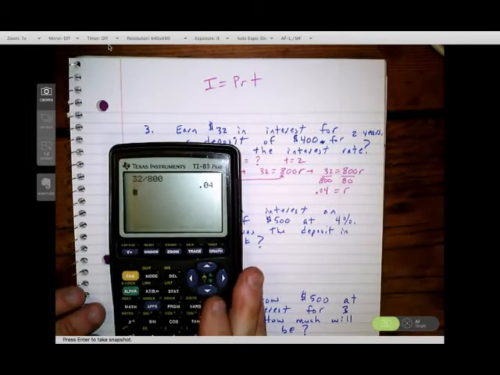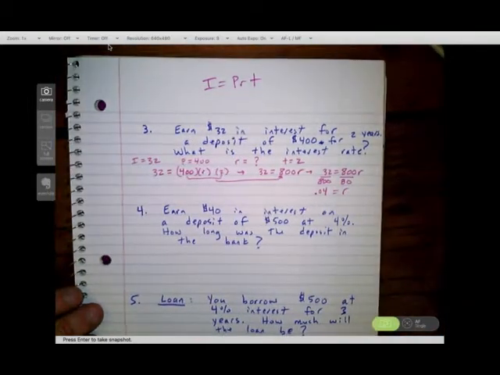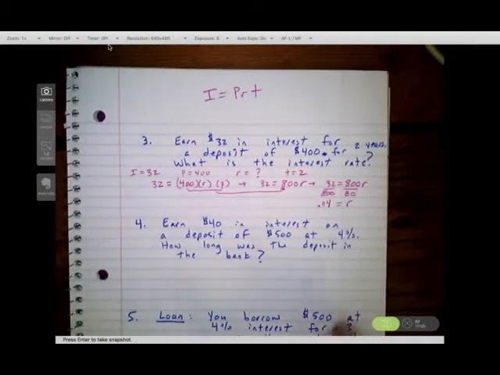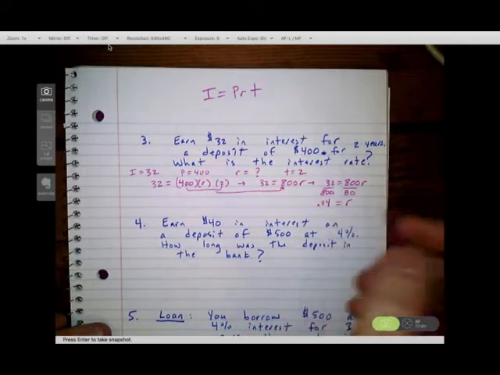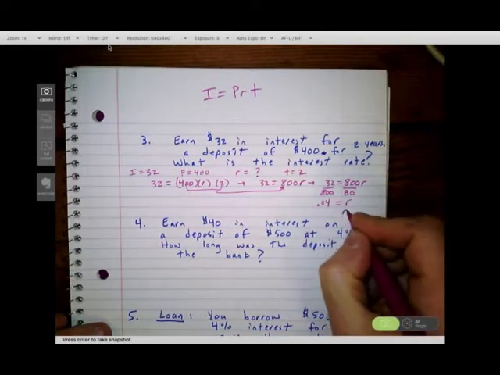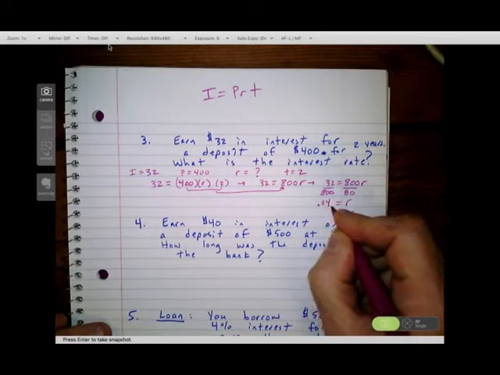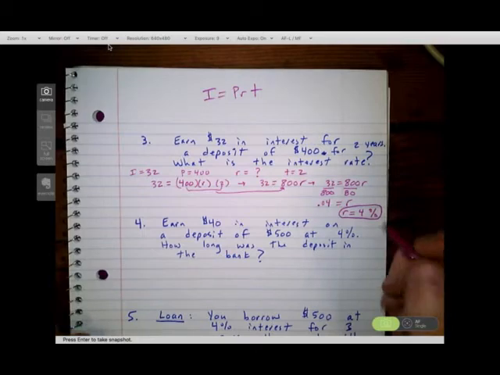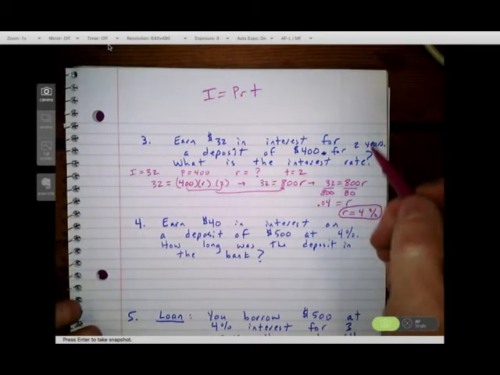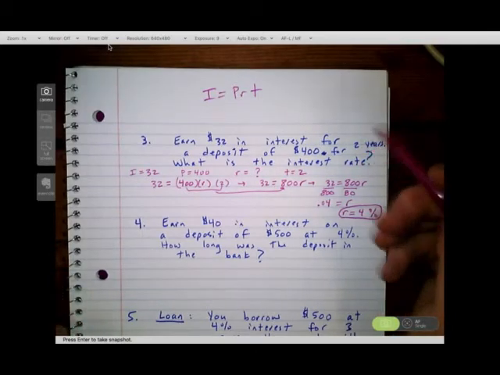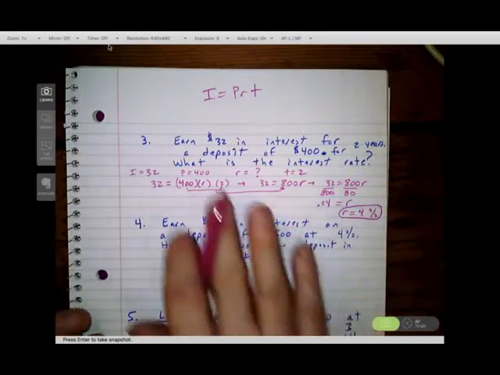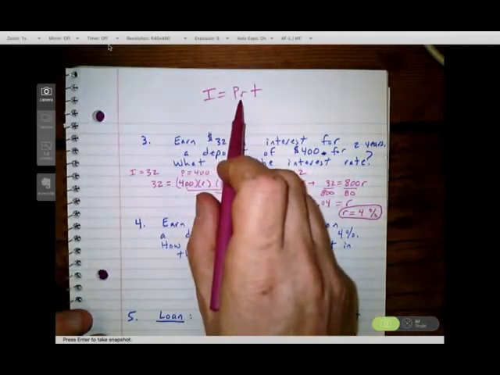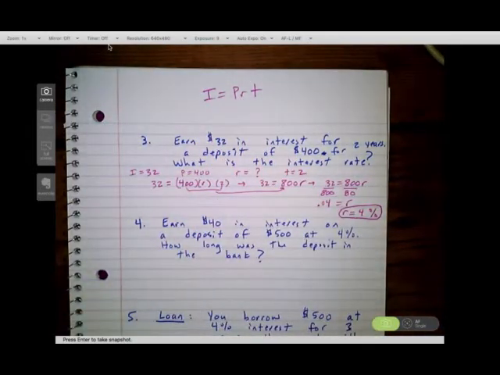Now we don't want a decimal for a rate because interest is usually expressed using percents. So that means that R equals, if we go two places to the right, we get 4%. Okay, so if the problem's written correctly, mine wasn't initially, but you'll have all your information except for one of the variables, either the I, the P, the R, or the T, and then you'll have to solve for it. So here we solve for R.